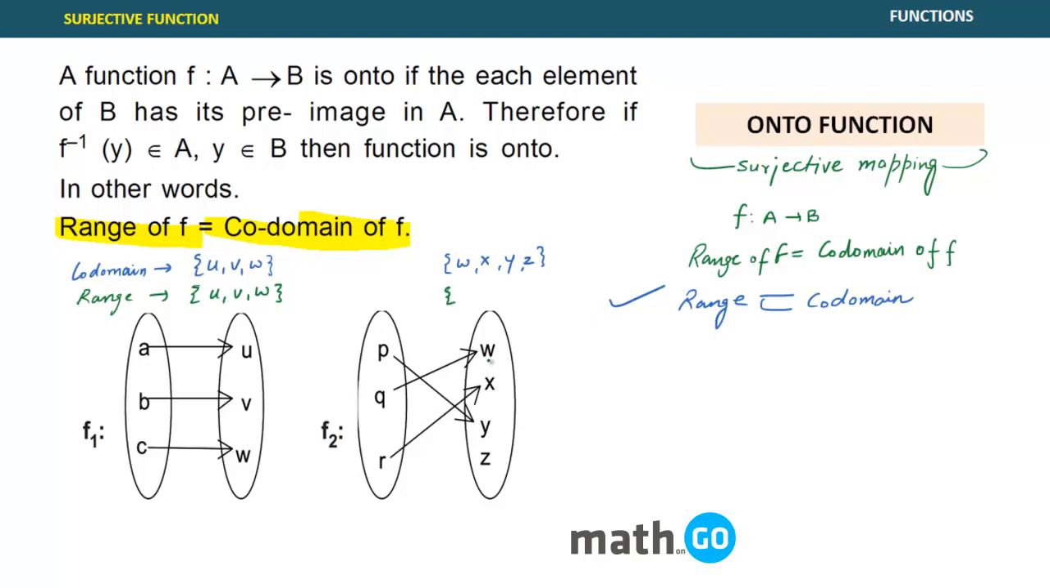What is the range here? W, x, y are mapped, but z is not mapped anywhere, so you will not count z in your range. These three elements are the range. Can you see that in case 1, these two match? That is why I would say this is an onto function, right? Whereas in these two, they do not match. Range is not equal to codomain, so this is not an onto function. The reverse of onto that we have to remember is called into function. So this is an into function and this is an onto function. Got it?